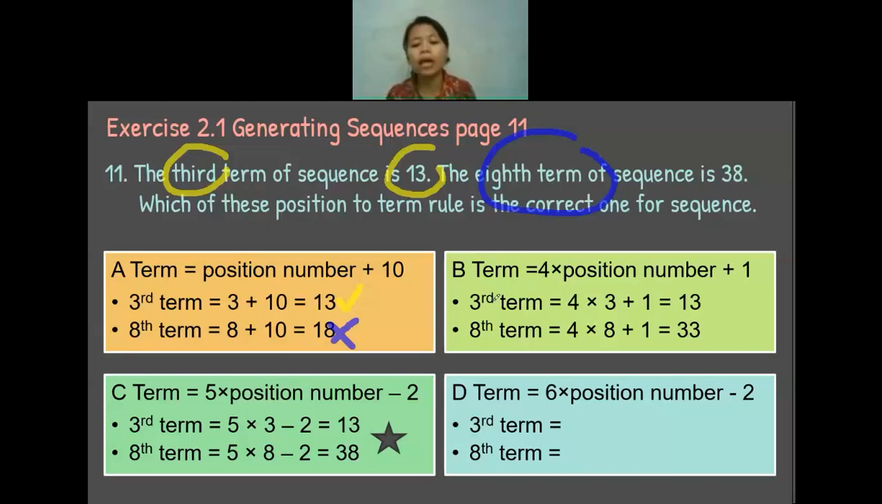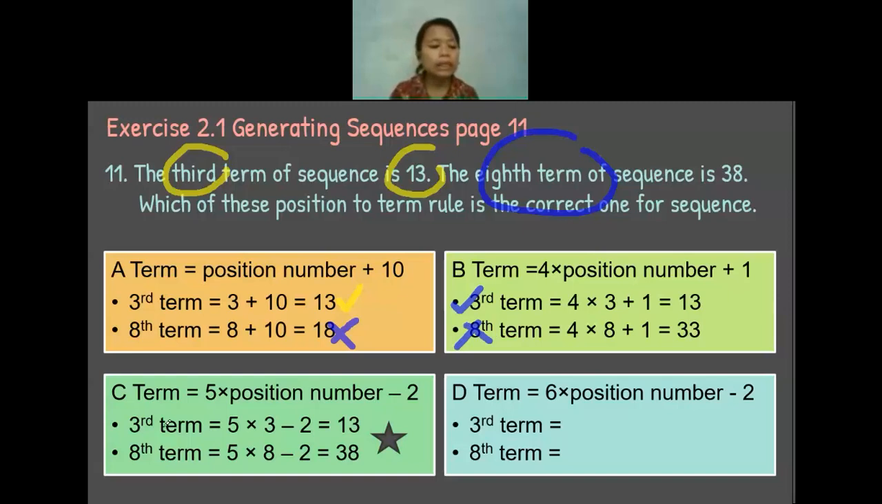For sequence B, I need to check the third term. The rule is 4 times position number plus 1. 4 times 3 plus 1 is equal to 13. The third term is correct. But when I check the eighth term, the answer is not equal to 38. So it's not sequence B.